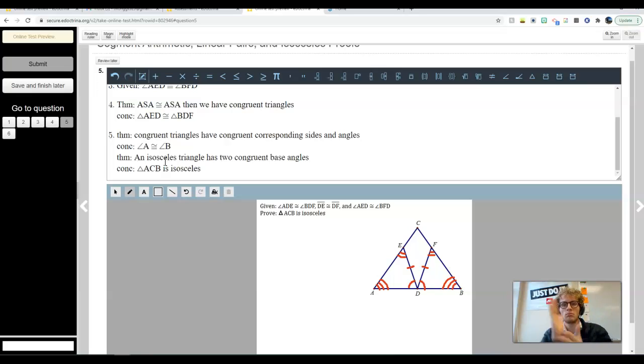Done. Okay, so proving a triangle isosceles, you're trying to either get two base angles congruent or two sides congruent. So now you can either go on to question 6 here or do it in the Desmos, whichever you prefer. Although the Desmos is what's due, so I'd recommend doing that.